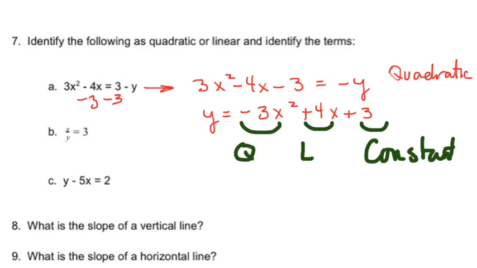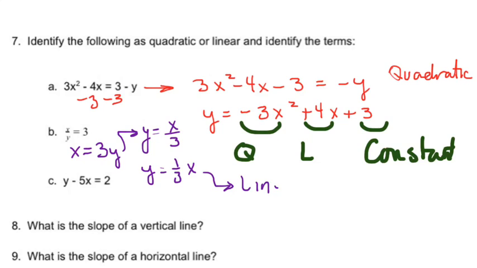The second equation, equation B, we'll go x equals 3y, and therefore y equals x over 3. A lot of students have a hard time with that one, but that's just 1/3 times x. This equation is linear. It only has one term, and that's the 1/3 x. That's a linear term. And finally, this last one, y equals 5x plus 2. Again, linear. 5x is the linear term. 2 is the constant.